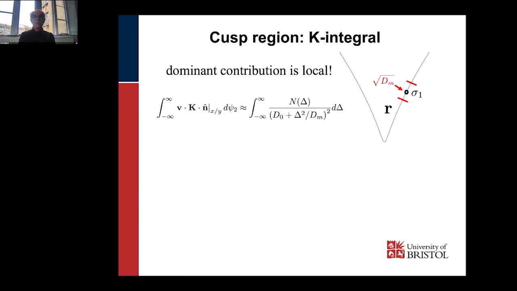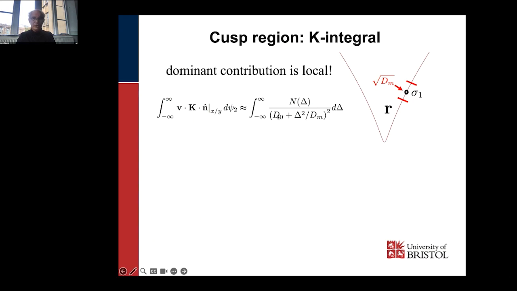The K integral is of a slightly different nature, and indeed its physical meaning is different. It turns out that the leading order contribution to the K integral in the cusp region comes from a local region around the reference point. And the trick here turned out to be to rewrite the integrand in terms of this Lorentzian. This is indeed the structure the solution had.